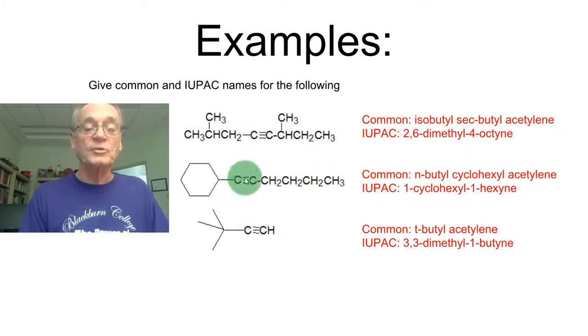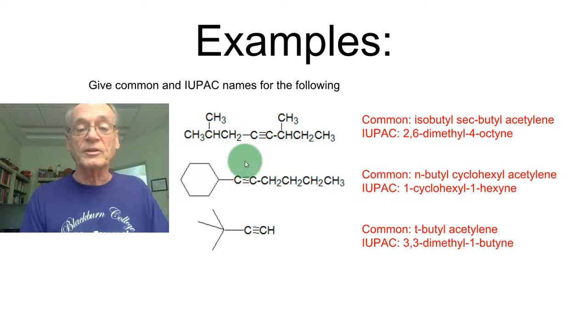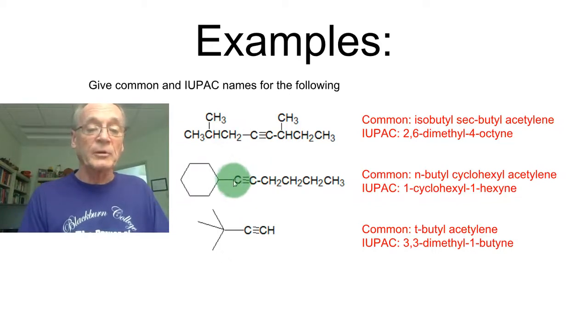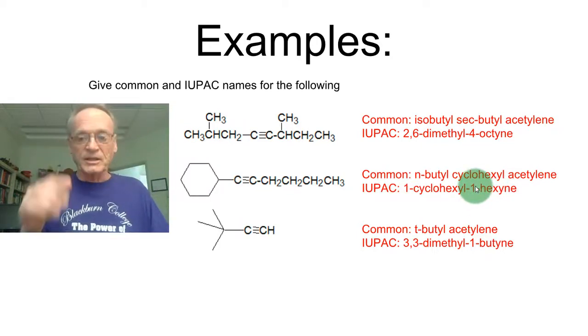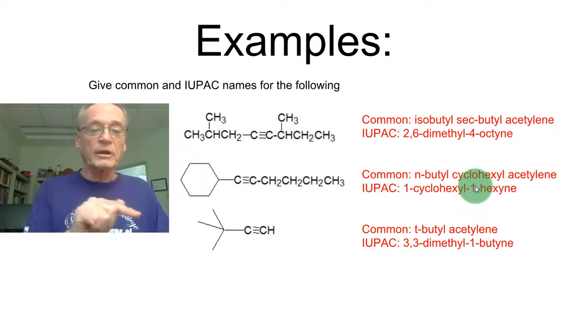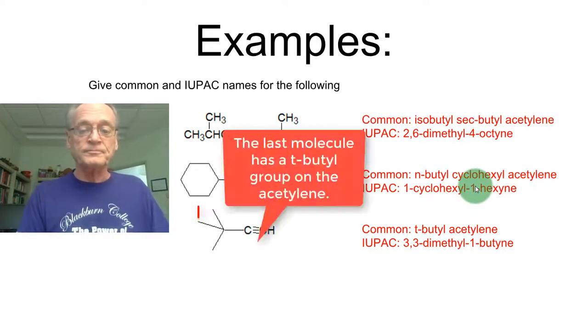The IUPAC name uses this as the longest chain. Obviously that's carbon number 1, because the triple bond is closer to this end than it is to this end, so that's carbon number 1. And carbon number 1 happens to have a cyclohexyl group on it. So it's 1-cyclohexyl-1-hexyne. Don't forget to put that 1 in there, because that indicates that the triple bond starts at carbon number 1 and not somewhere else in the chain.